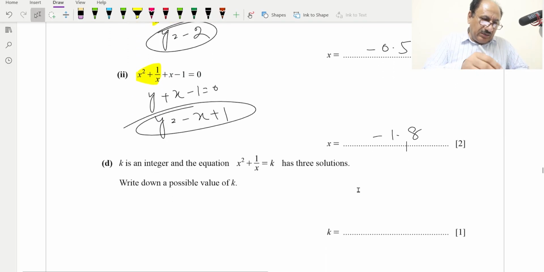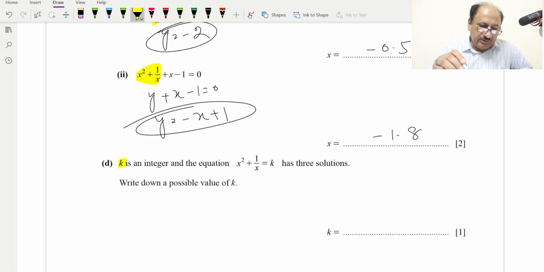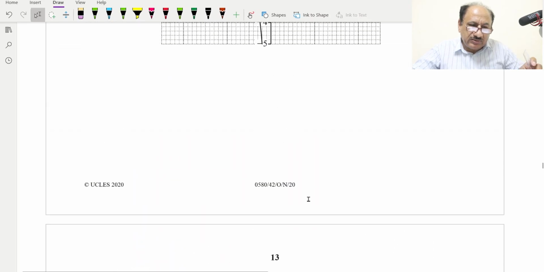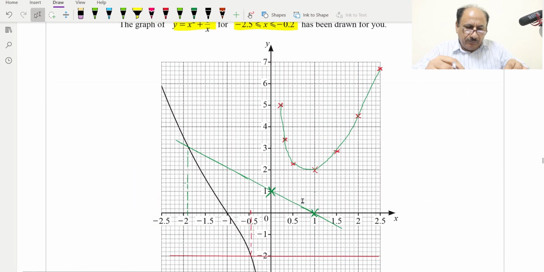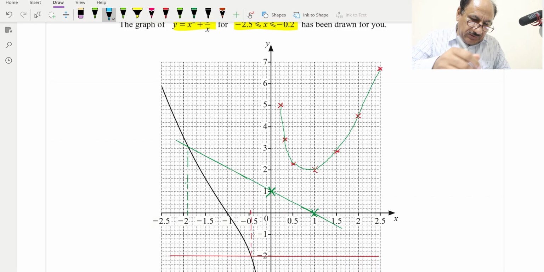Next, k is an integer. K is an integer, and the equation y is equal to k has three solutions. Write down a possible value of k. So if we check this graph, above this line, I'll draw this line so that you can see. This line is intersecting at 2 points. So this line is basically intersecting the curve at 2 points.